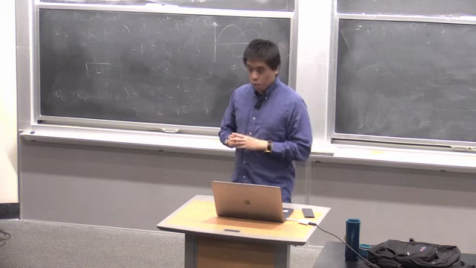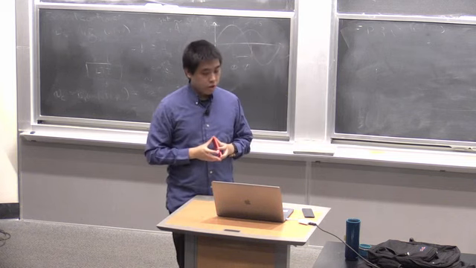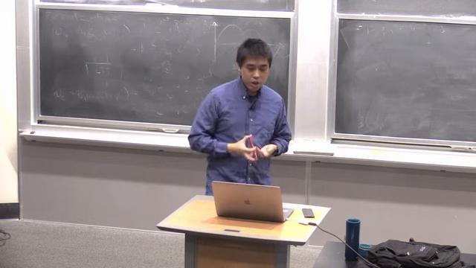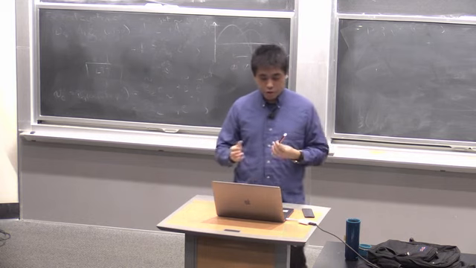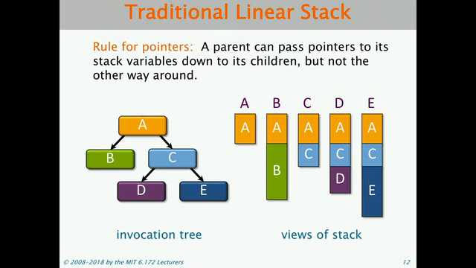There's one rule for pointers with traditional linear stacks: a parent can pass pointers to its stack variables down to its children, but not the other way around. A child can't pass a pointer to some local variable back to its parent. So if you do that, you'll get a bug in your program.